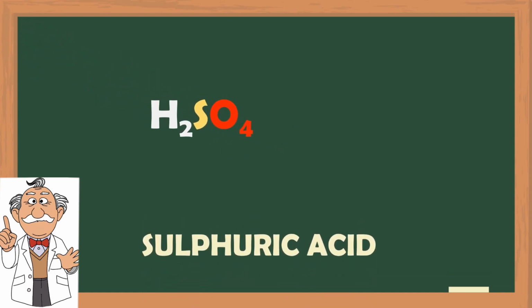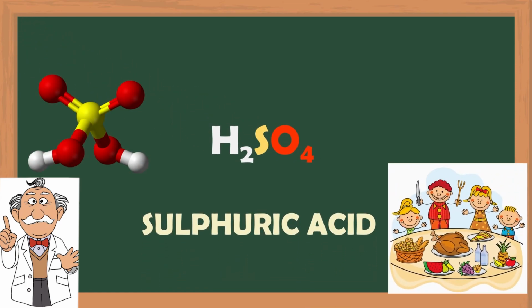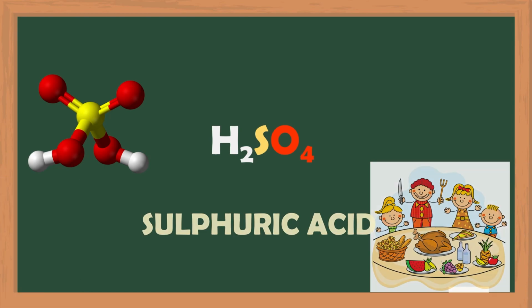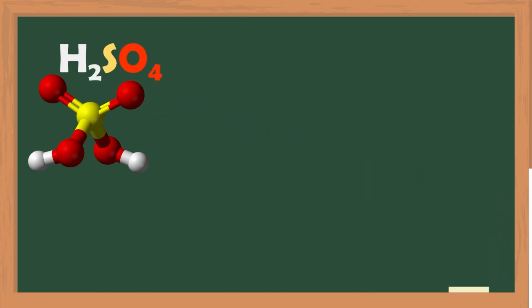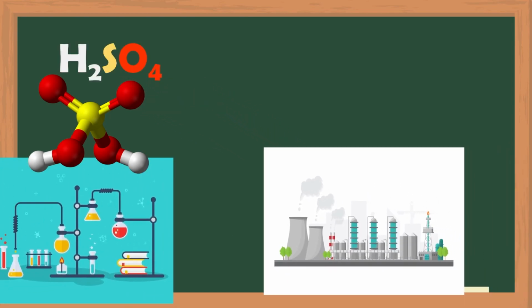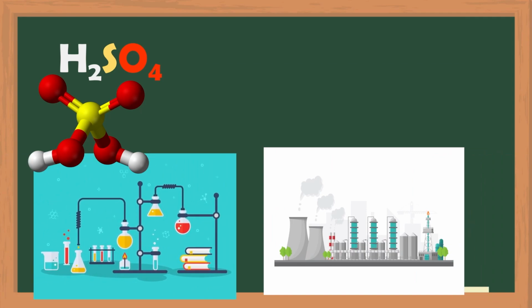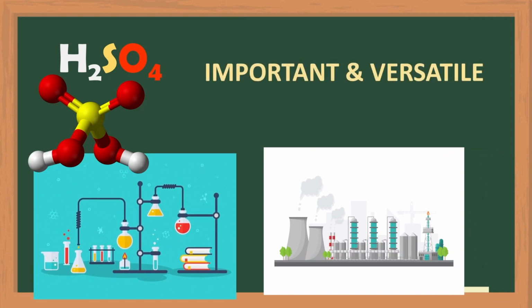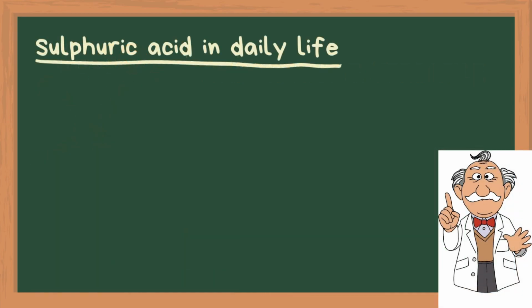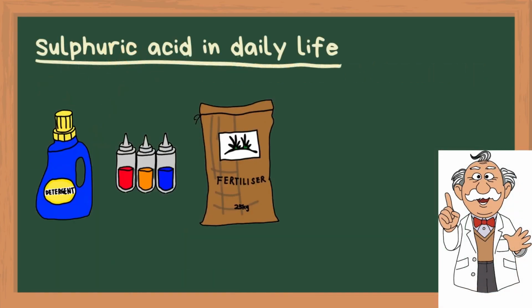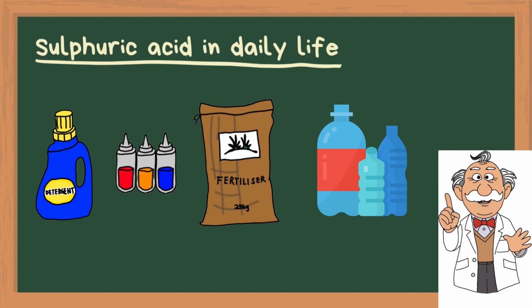Sulphuric acid is one of the most important chemicals used in our daily life. Sulphuric acid plays a crucial role in various industries and chemical processes, making it one of the most important and versatile chemicals in the world. It is used to make detergent, dyes, fertilizers, plastic, and many other products.